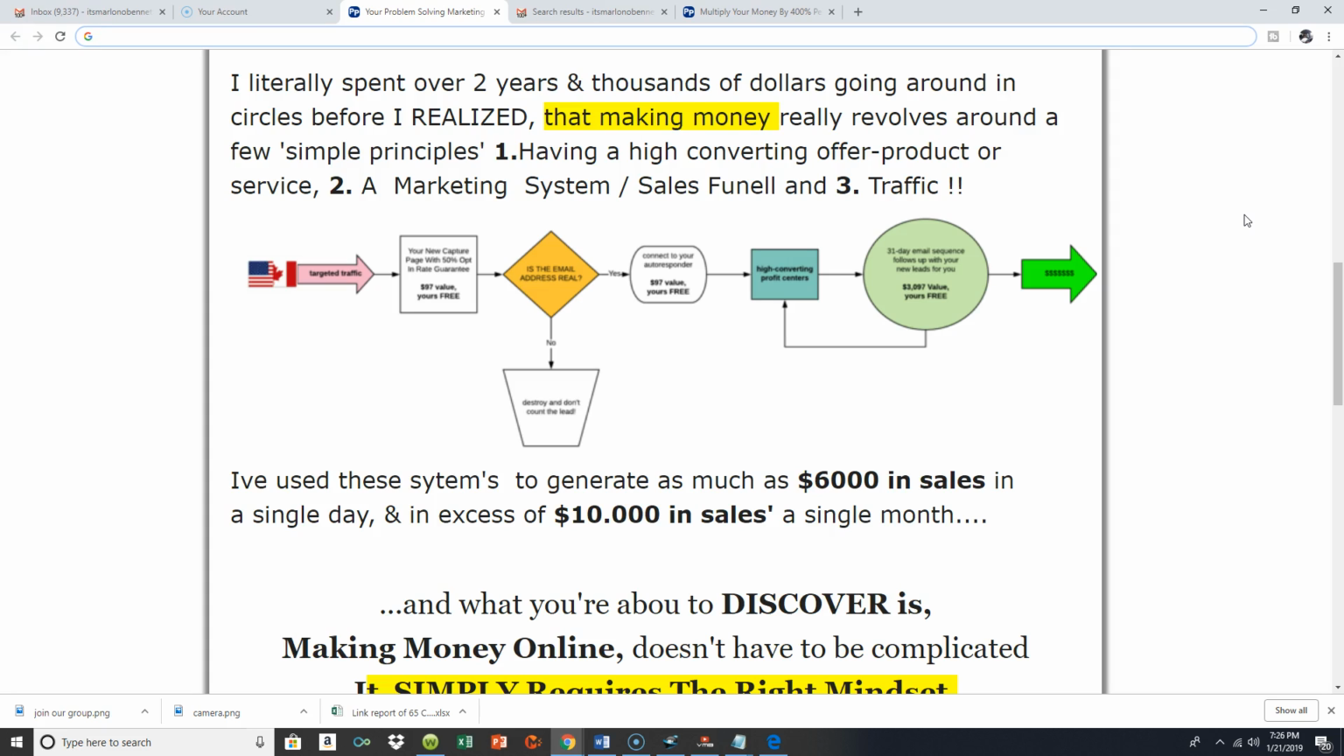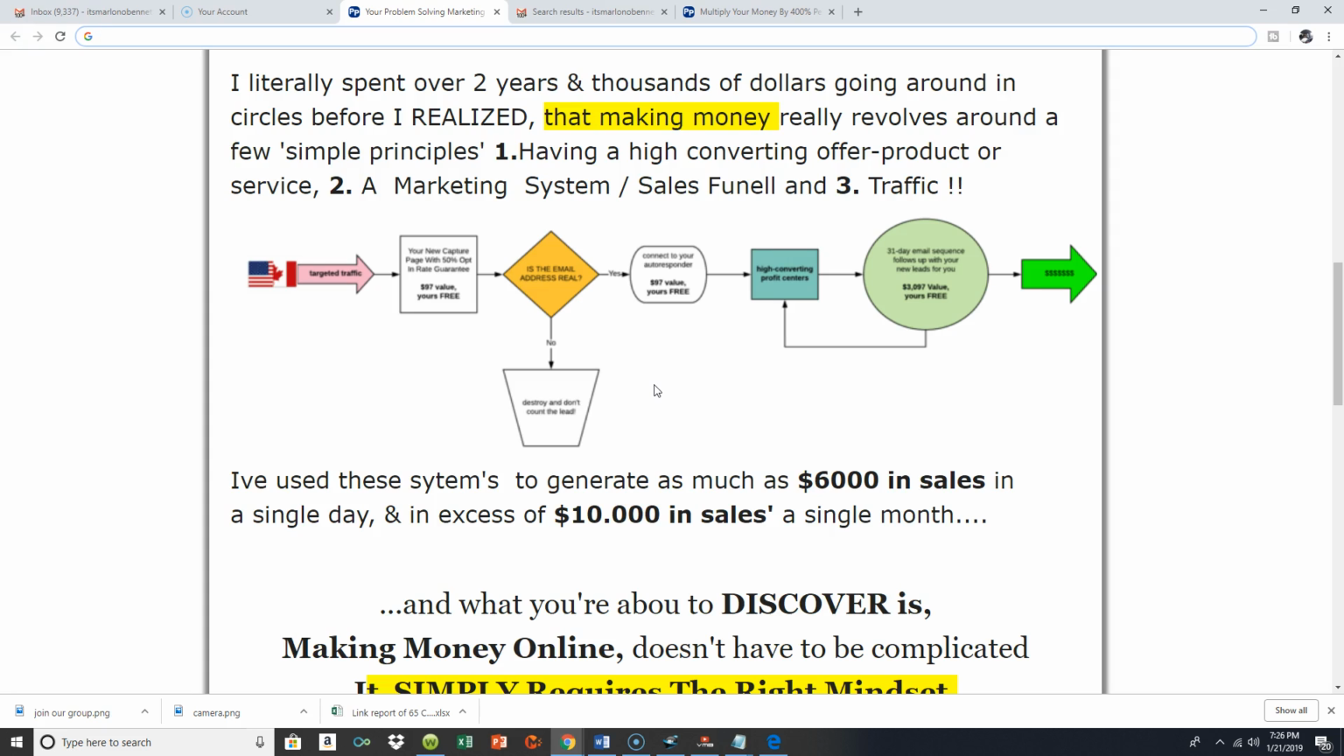It's like an engine, right? And so to make it work, you have to have these components in place. You have to have a high converting offer, a product or a service. You have to have a marketing system, and so that makes up the sales funnel. And the traffic over here is what we pour into the funnel that actually makes it work. Okay, it starts with the capture page, and then you got your emails, and you're looking at the actual anatomy of it. It may seem really complicated, but it's really simple once you understand it.